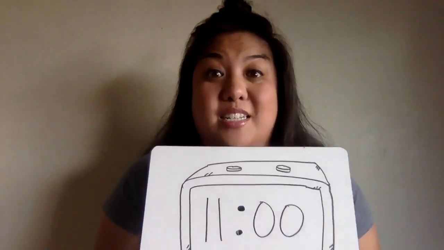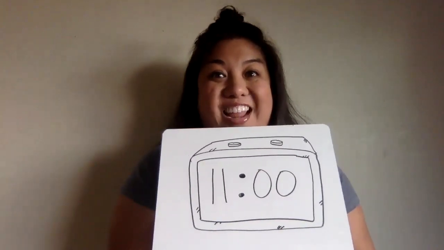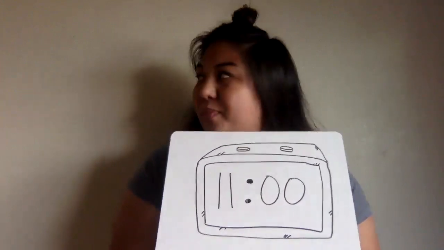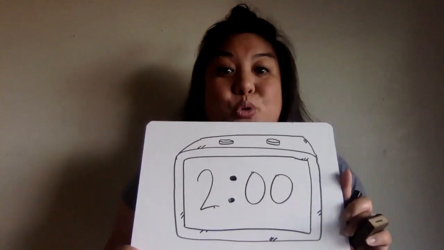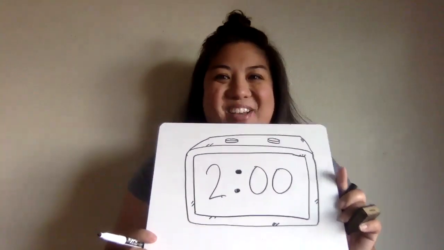I'm gonna get my friend to tell the time with us for the next one. Are you ready? Okay. What time does this say? For this one, the 2 comes before the colon and the 2 zeros come after the colon. So it says 2 o'clock. You're right. It says 2 o'clock. Good job. Okay, let's do another one.